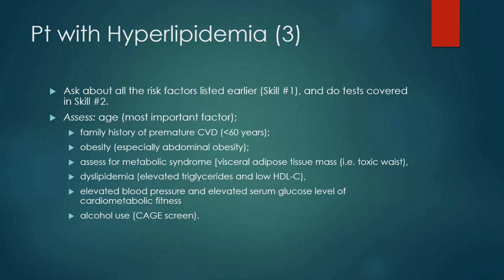In a patient with hyperlipidemia, looking at assessing skill 2, we have to look at all the risk factors listed earlier in skill 1: obesity, diabetes, smoker, etc. You'll see, and do the test covered in skill 2, and assess the various factors, with age being the biggest determinant. Some of the skills and risk factors mentioned earlier are here: family history of premature cardiovascular disease, obesity, etc.